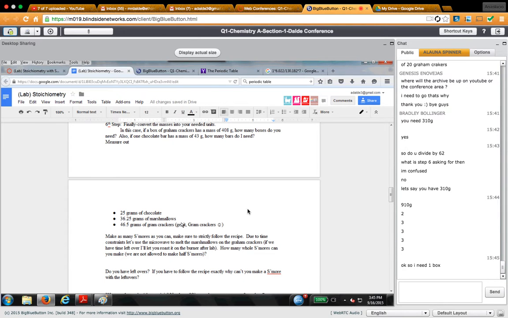Yeah, you need 1. Because you only need 310 grams of graham crackers. A box contains 408 grams of graham crackers. You need 1. That's your answer. Then you can share the extra graham crackers with everybody else.